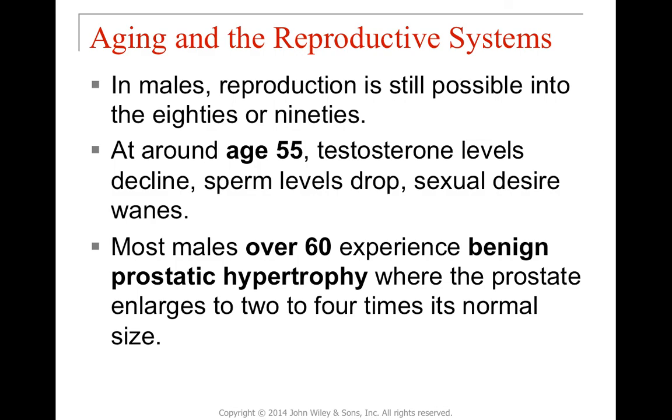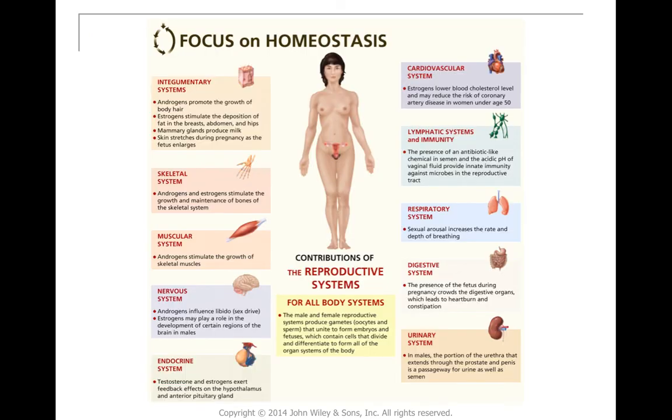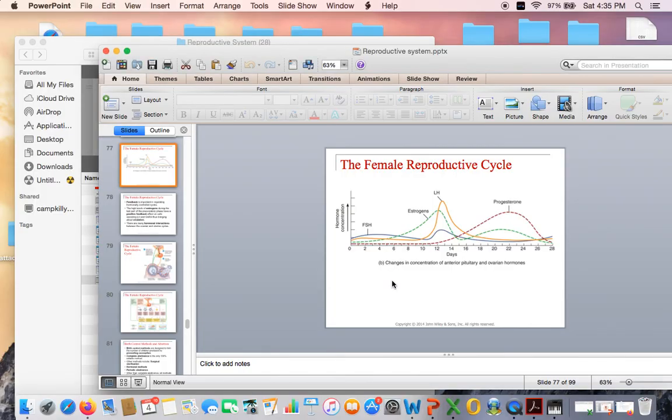And as you get older, passing the 60 mark, you have a higher than 50% chance of prostatic hypertrophy. Basically, the prostate is going to get larger. It's going to get 2 to 4 times larger than normal, which is going to prevent things like urination and can cause problems with ejaculation. Okay, so that is going to bring us to the end of our reproductive cycle.